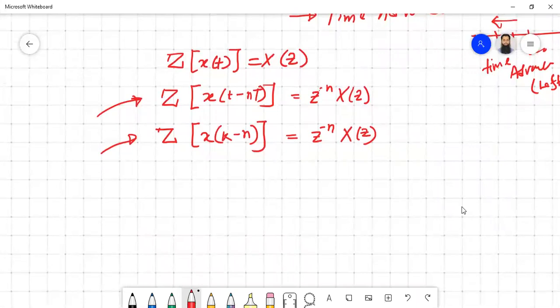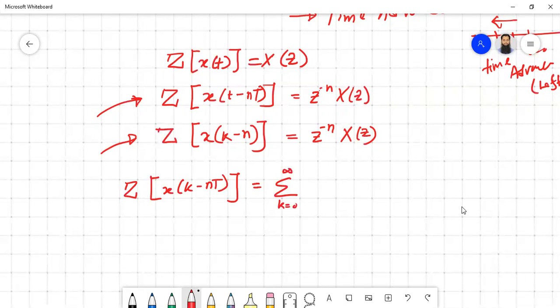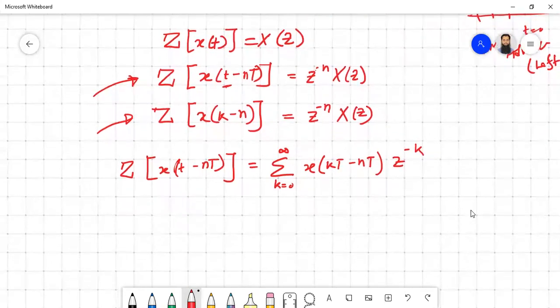Say, the z transformation of x(kT minus nT) is equal to, according to the definition, the summation of k equal to 0 to infinity. Then x, k can be replaced. Sorry, we are taking the first one, so we have to take T here. So T minus nT, so T can be replaced by kT minus nT. Then z to the power minus k.